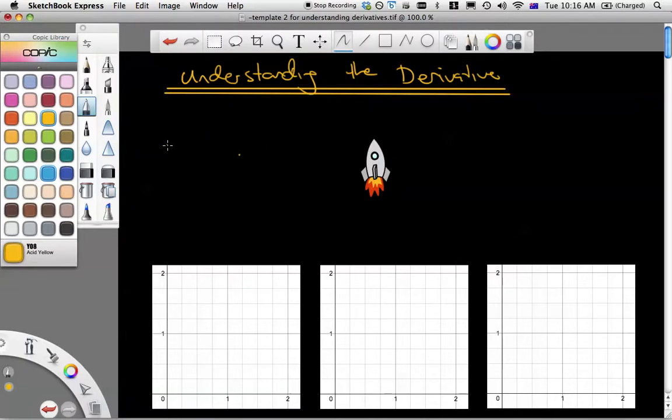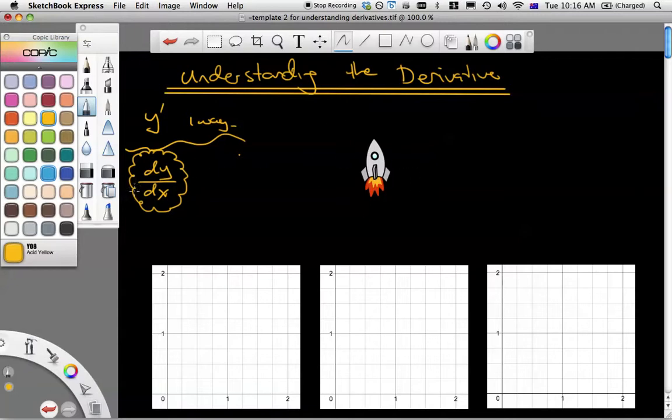So what's the derivative all about? Well, we often see the derivative written in a couple of different ways. The first way we see it written is like that. So that's one way. The other way we might see it written is like this: dy over dx. This is the second way, and this is the way that we're going to be looking at today.